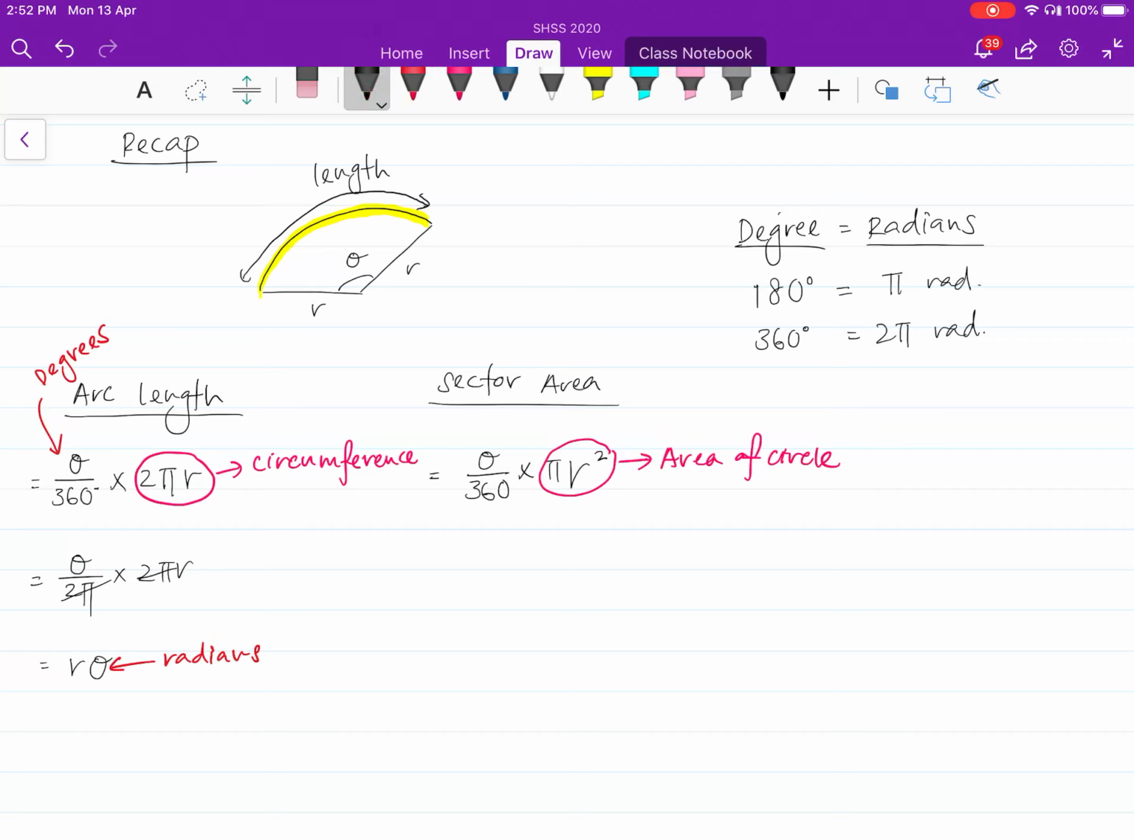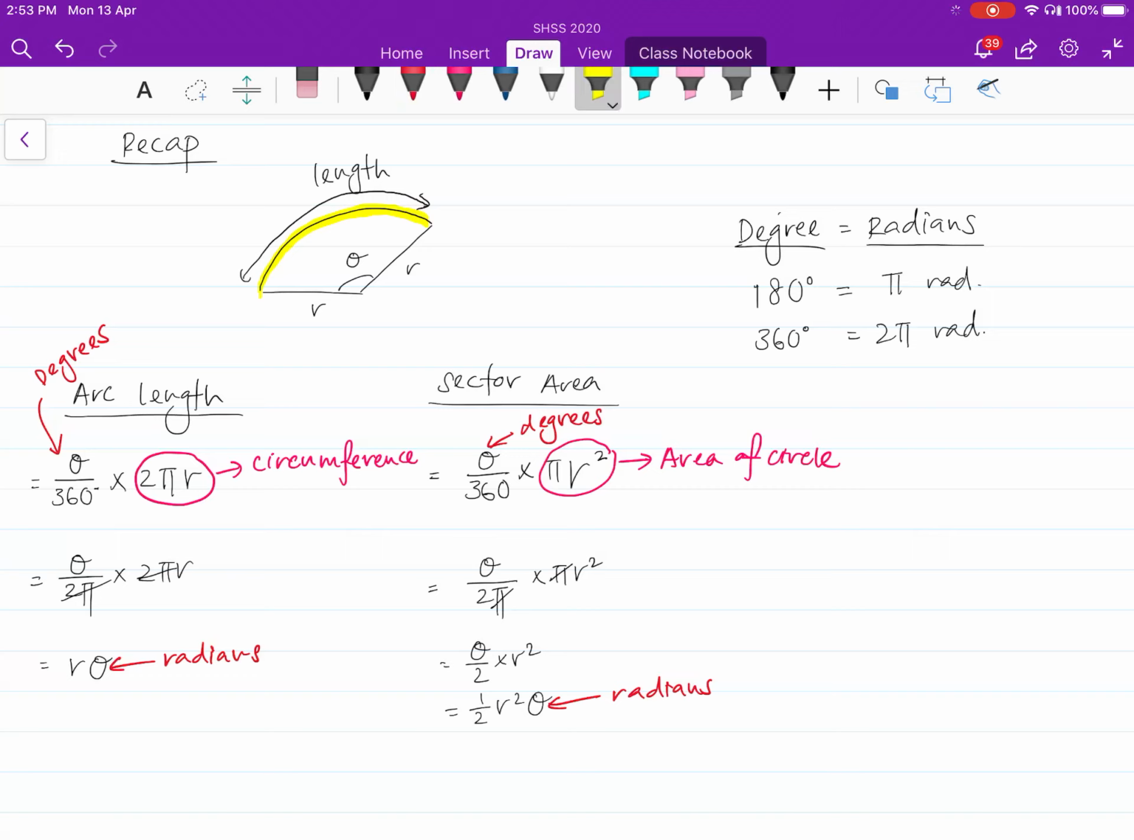Let's do the same for sector area. So theta over 2 pi times pi r squared. If I cancel the pi away, I'm left with theta over 2 times r squared. In the formula sheet, they write it as half r squared theta, which is the same thing. Again, this part here is radians. This formula here is for degrees. You need to be able to differentiate this.